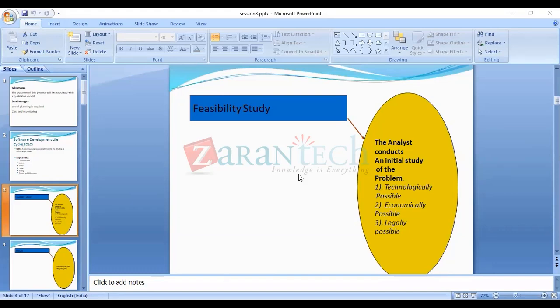If you want to do any plan, you must first identify the possibility, correct? If you want to get a job, you have to find out the possibility.